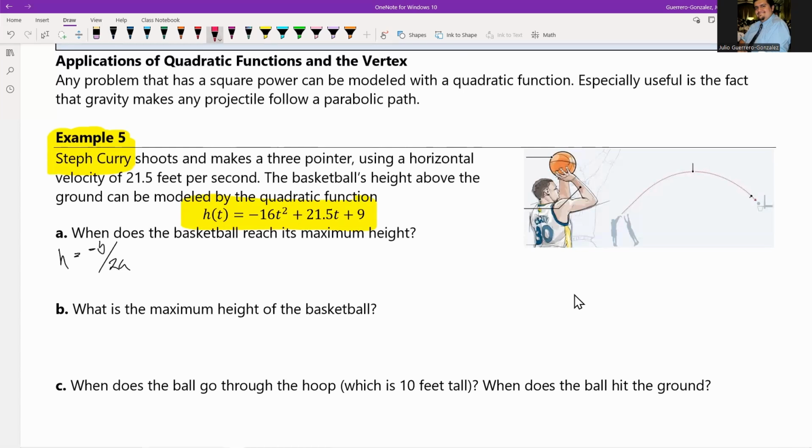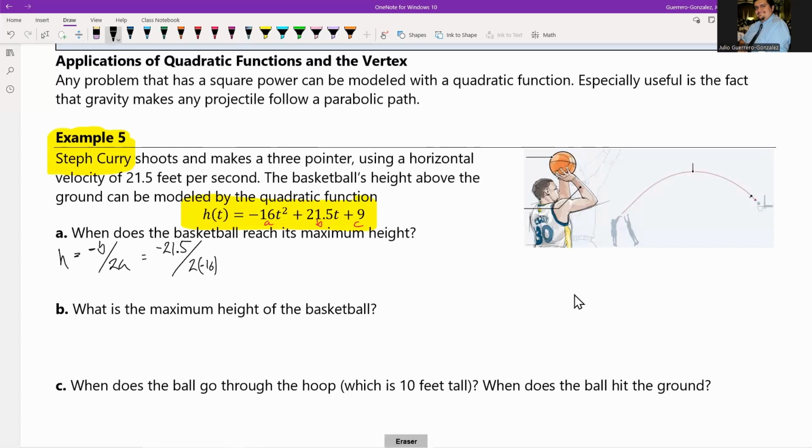Again, you can go ahead and say this is a, this is b, this is c. Just make sure that when you transfer it into the equation, you're doing a, b, and c's for the correct a, b, and c's, and carrying over the negatives just how you're supposed to, right? So h is equal to minus b over 2a. So minus 21.5 divided by 2 times a, negative 16.